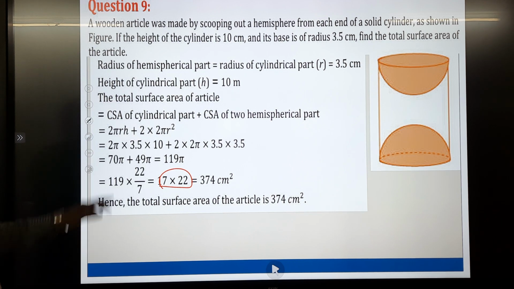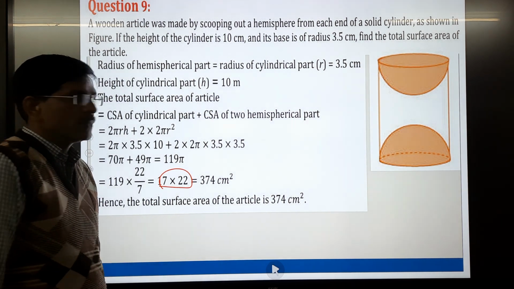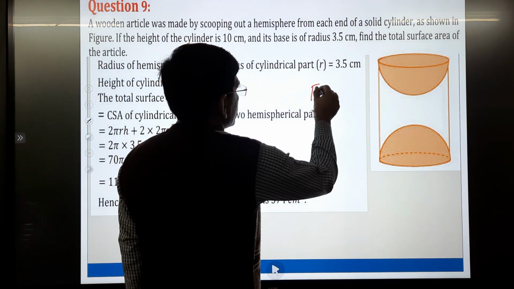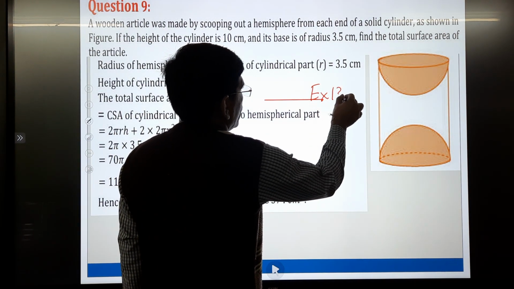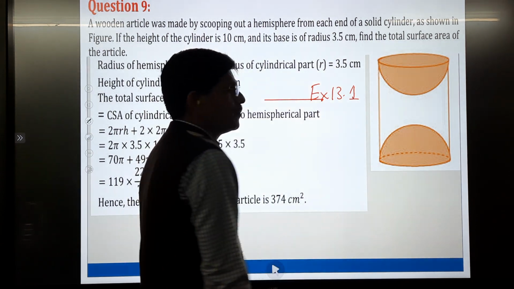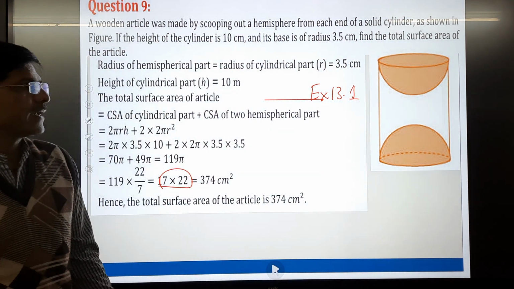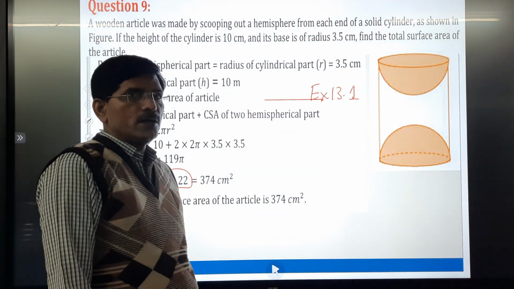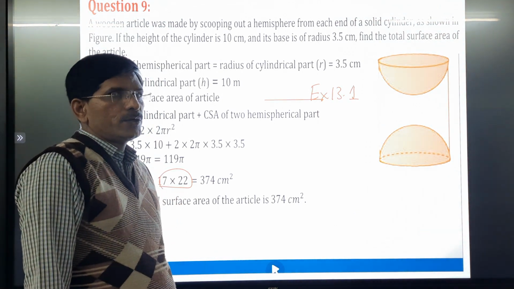So mostly we have discussed all the sums. So exercise 13.1 we have completed here. Now in the next lecture we go for 13.2. Thank you.